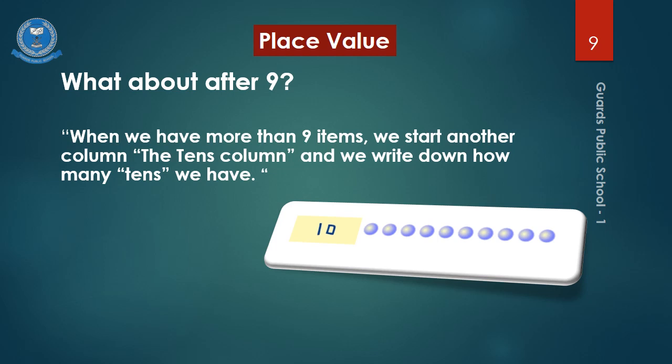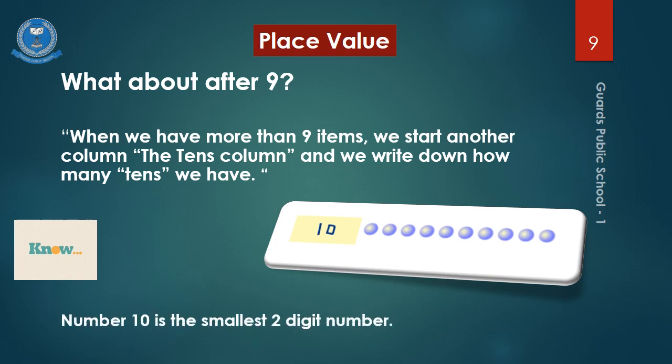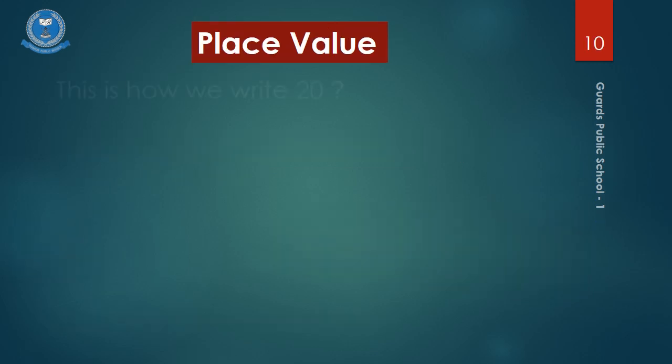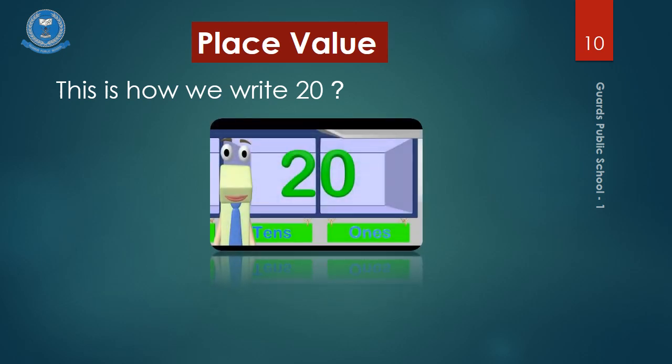Did you know which is the first and smallest number that comes in the tens column? Yes, it's number 10. So, this is how we write 20. The picture says, if we have two-digit numbers, they should be placed in both the tens and unit columns. As in the case of 20, we placed 2 in the tens column and 0 in the unit column.